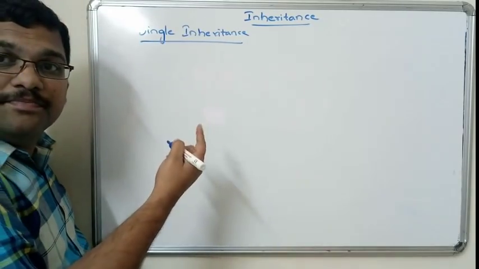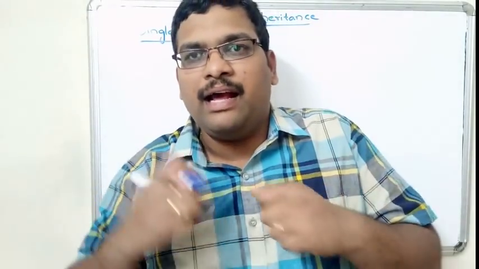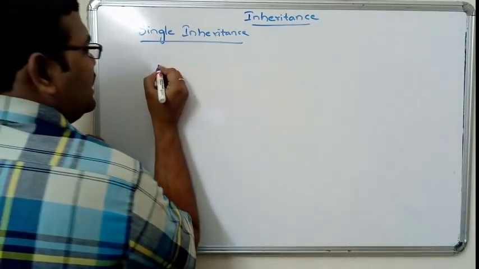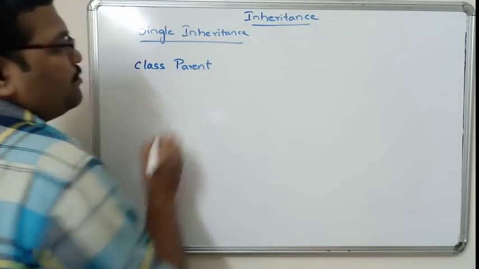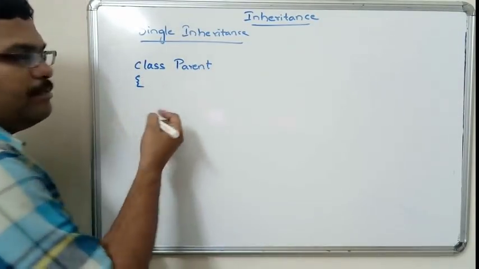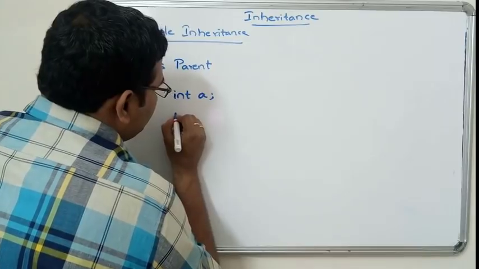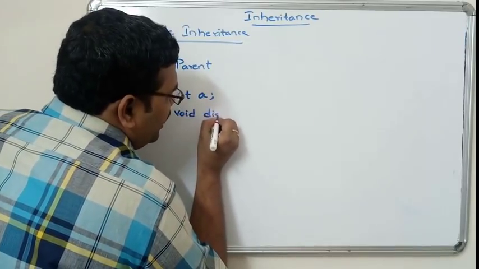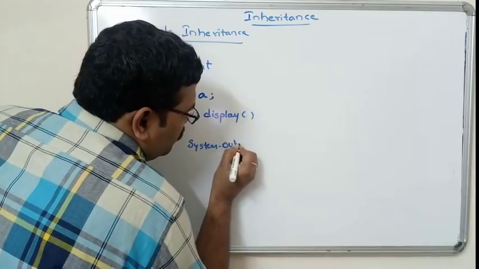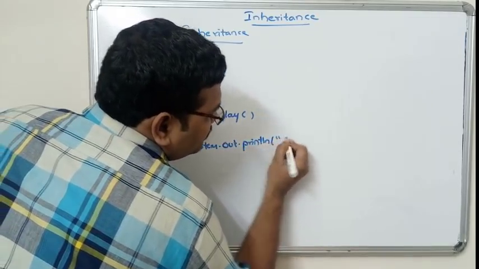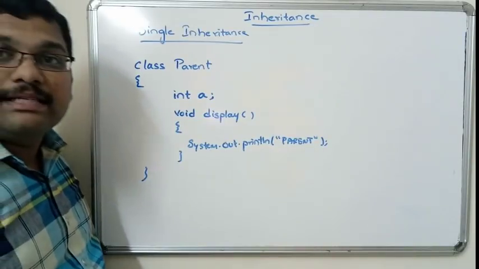Now let us write two classes. As I have said, the inheritance concept means there will be two different classes. One is the base class and another one is the derived class. So I will write one class here. Let us write a parent class. So I am declaring one variable here, int a, and also one more method, void display. So we will just write system.out.println parent. Right? This is the parent class.